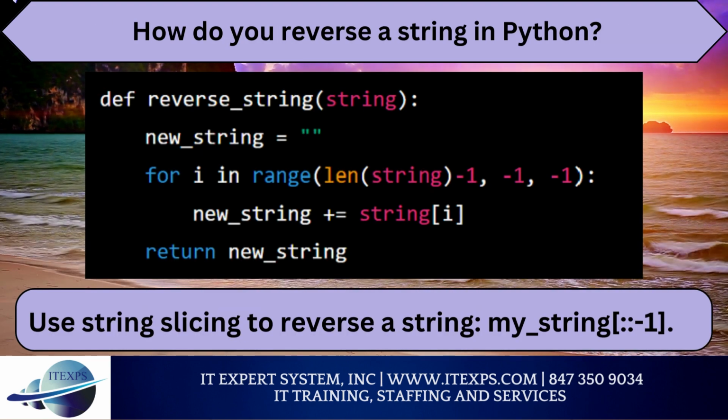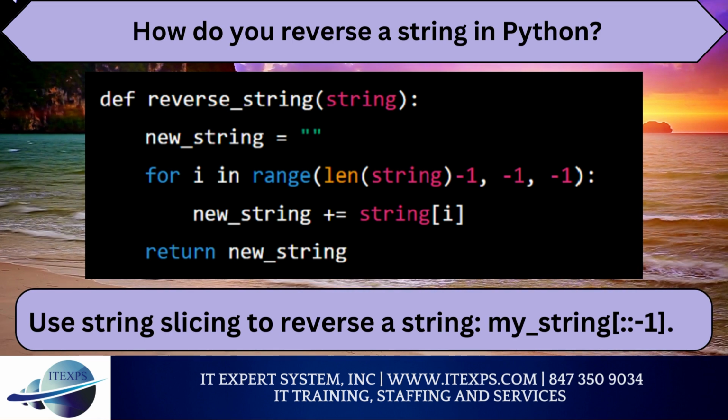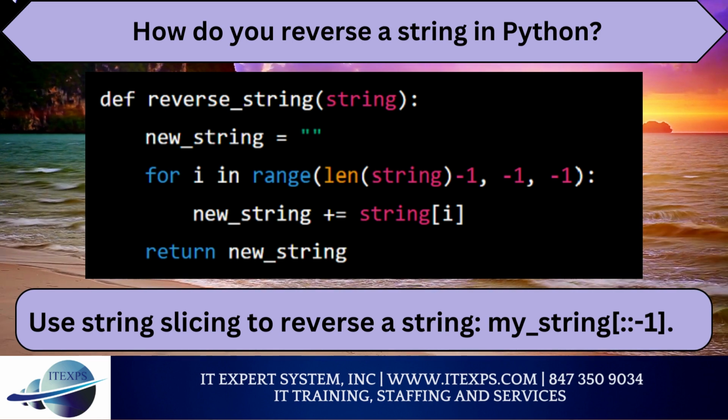How do you reverse a string in Python? Use string slicing to reverse a string: mystring[::-1].